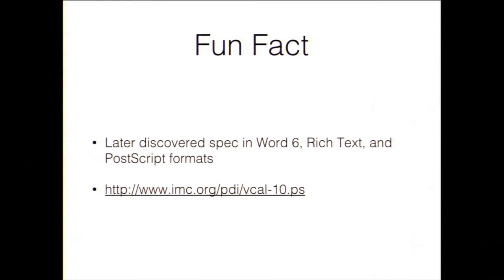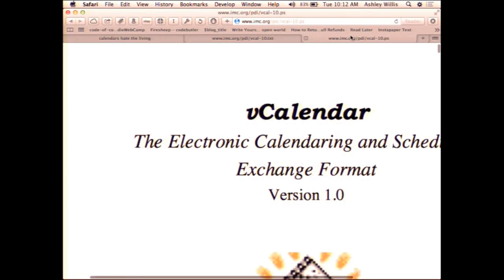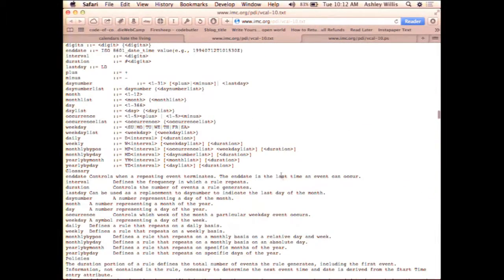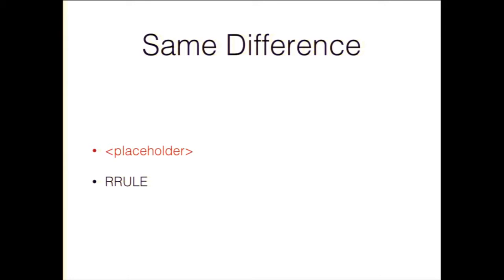Fun fact, later I discovered that the spec is available in Word 6, rich text, and PostScript formats, and it actually has beautiful formatting. Whereas what I was looking at and found the first time was just walls of text. And even when you get to the BNF, it's just horrible. It makes RFCs look awesome. A number of fields are the same in version 1 and version 2, including the RRULE, which is for recurrences, repeating events. The RRULE is completely different and lots of fun.